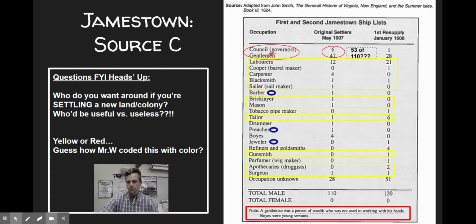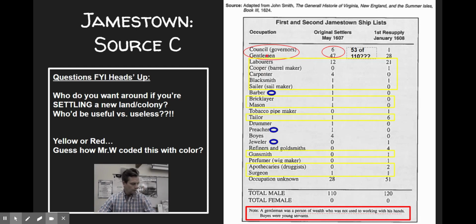How many governors and gentlemen did they have? 6 plus 47. 53 out of 110. That's half of the population in Jamestown. I just did a Donald Trump thing. Anyway, sorry about that. 53 out of 110 people. You're telling me half my population is going to work to set up an entire brand new civilization. Half of them are governors, so leaders. I have 6 different managers. Would you want 6 teachers at one time? And the rest are gentlemen.